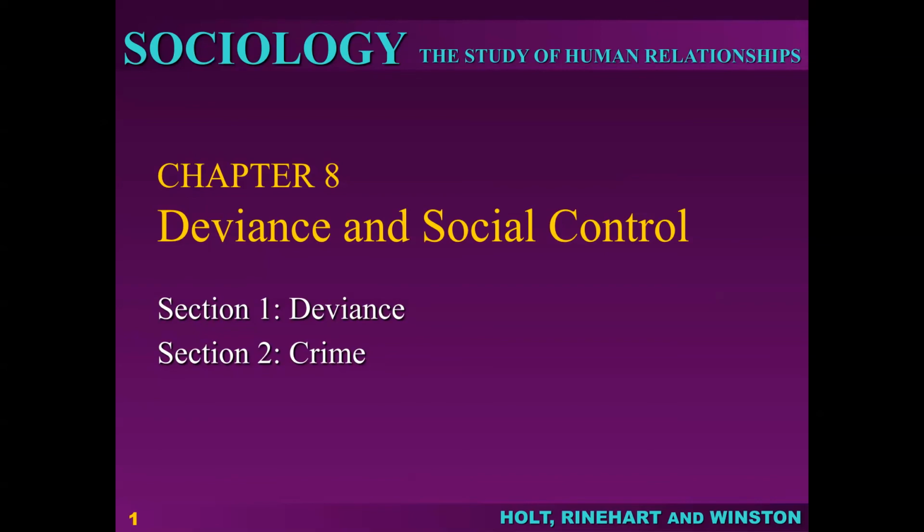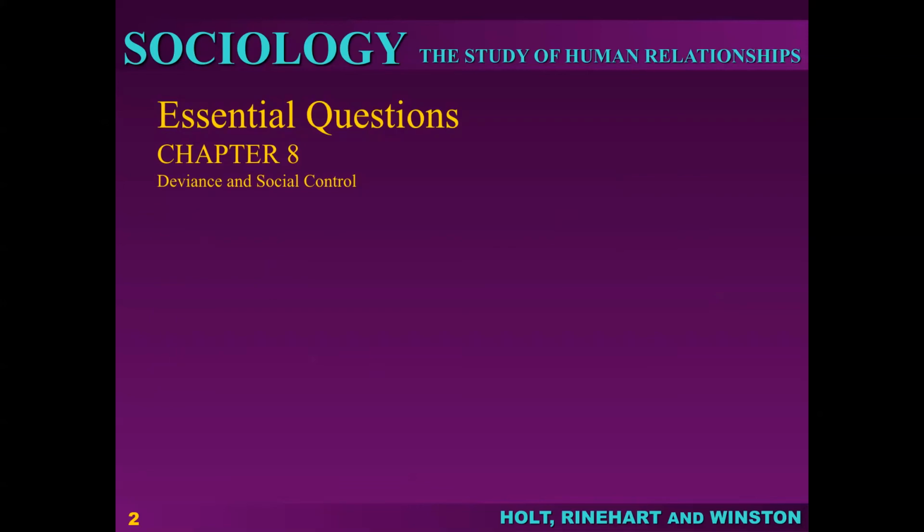This is my third attempt at doing a flipped classroom PowerPoint video. We're looking at Chapter 8, which is titled Deviance and Social Control. It's broken into two sections. Section 1, which is Deviance, and Section 2, which is Crime. As with each new chapter, we have essential questions, and there are several here, along with objectives for each section.